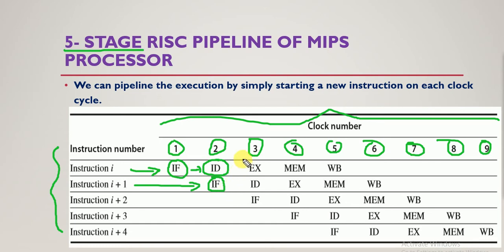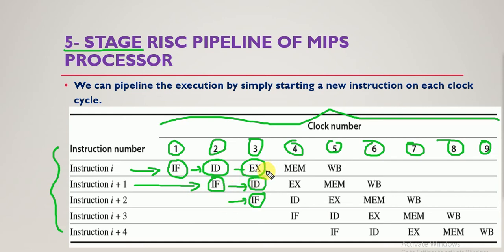Okay, so in the next clock cycle, the third clock cycle, instruction I will go for instruction execute. At the same time, instruction I plus 1 will go for instruction decode. At the same time, instruction I plus 2 arrives and goes for instruction fetch. So 3 clock cycles are over, and in parallel 3 instructions are under execution. They are being partially executed.